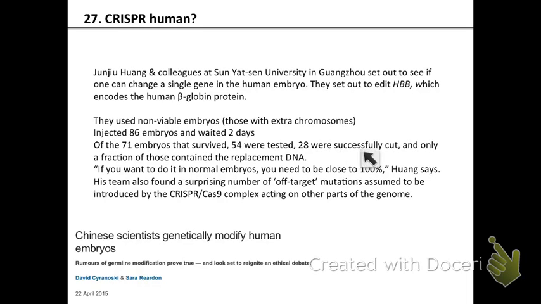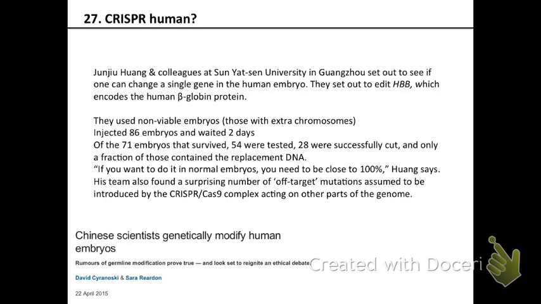So when they did that, what they found is only a fraction of those actually contained the replacement DNA. So the process was not very efficient, right? But at the end, they were capable of getting embryos with the correct editing. So this is definitely something doable. So the Chinese researchers said in their paper that if you want to do it in normal embryos, you need to be close to 100%, right? So this is a pretty low efficiency. And his team also found a surprising number of off-target mutations because the complex could act at other parts of the genome that they did not intend to edit.